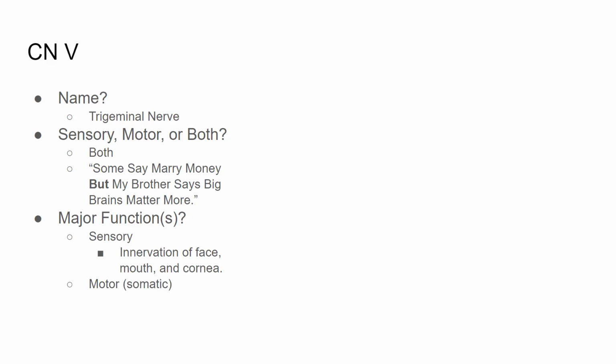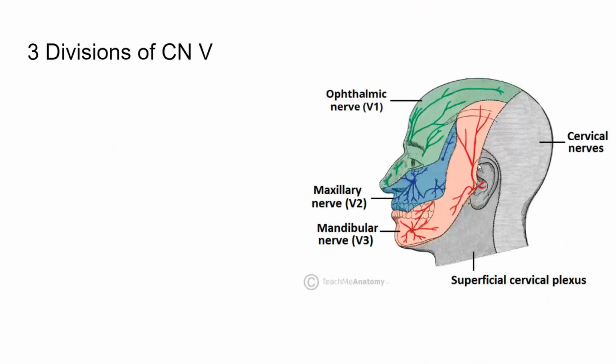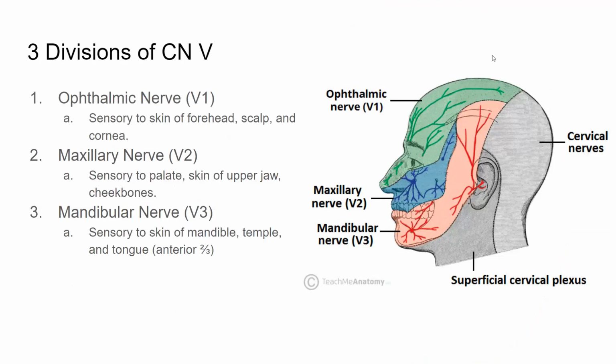There's also a motor component. What muscles does it do? Mastication, good. So your chewers. It's a big one, it's huge. It branches into 3. I'm going to let Matt focus on this mostly, but there are 3 divisions: ophthalmic, maxillary, mandibular. They innervate different parts of the face. Mandibular also does muscles of mastication, which makes sense because it's down here, and that's where your chewers are.